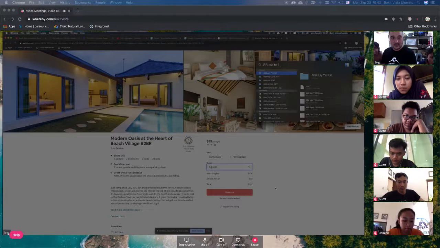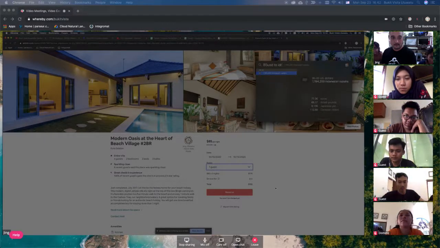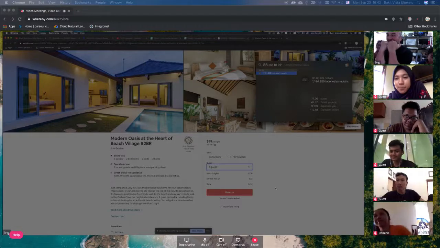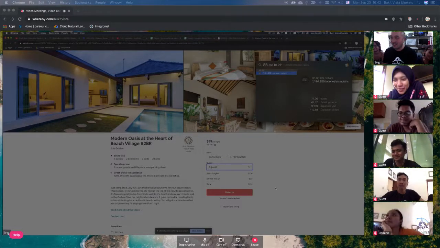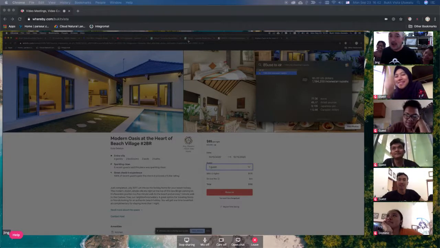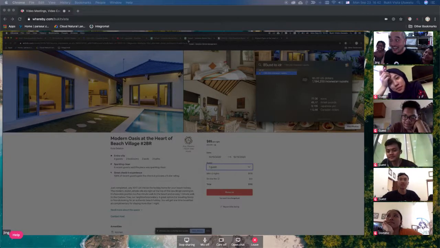Let's go check. 85 USD to IDR is about 1.2 million. So how about that? How do you like those apples? All right, so that works.